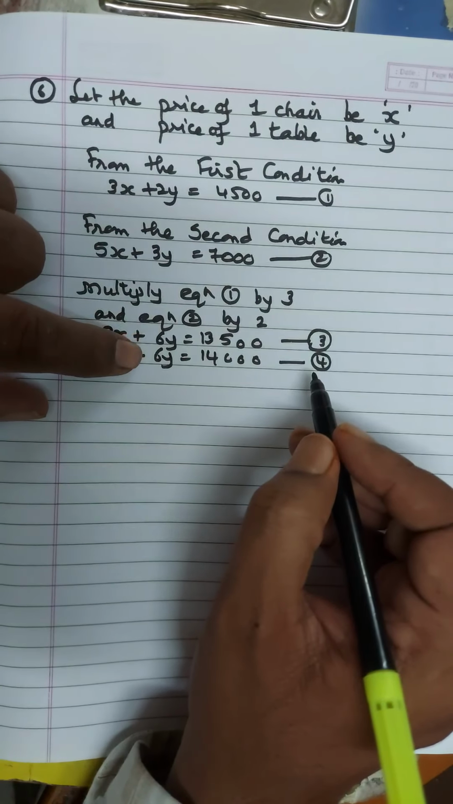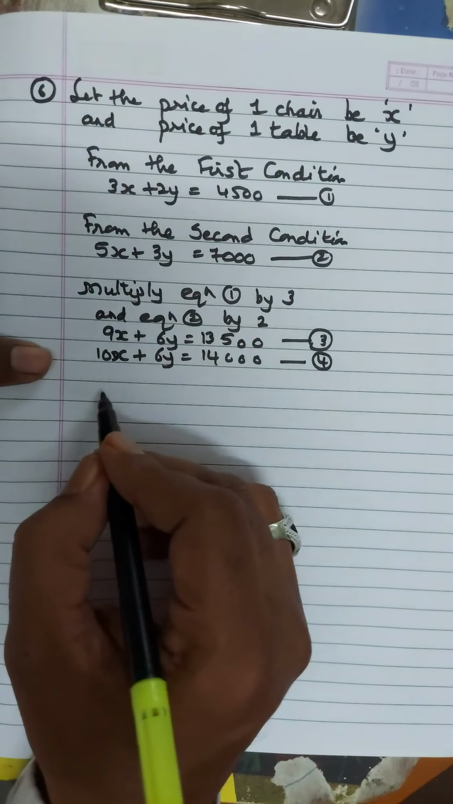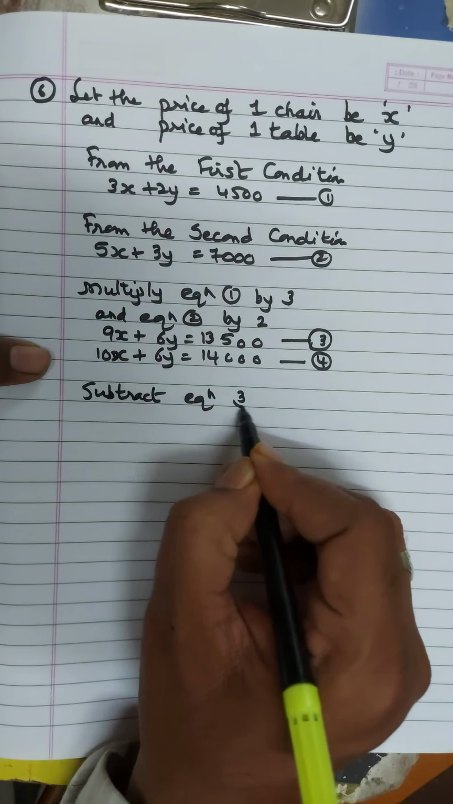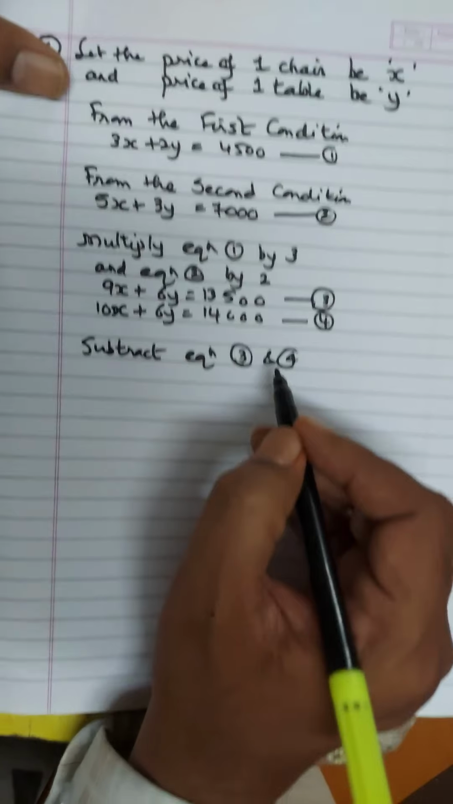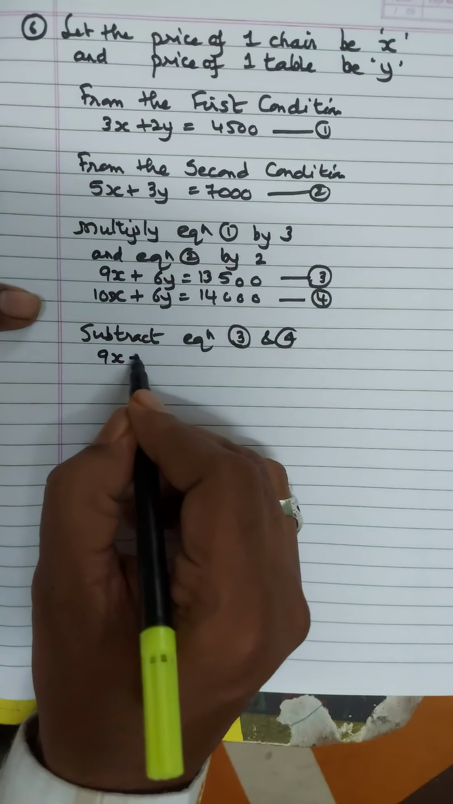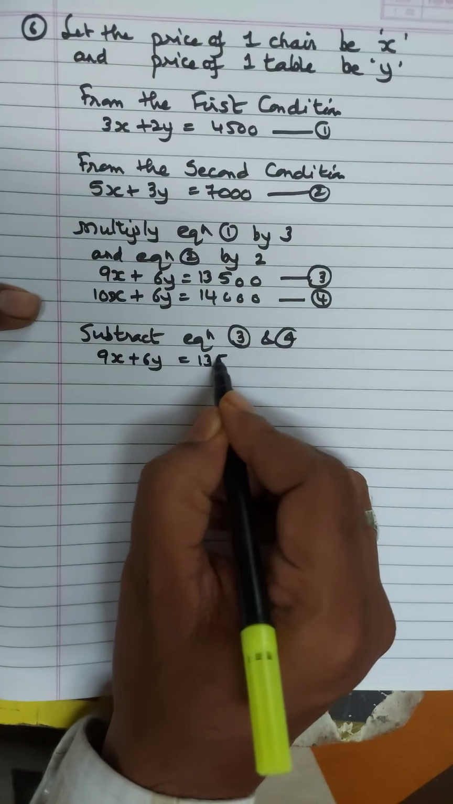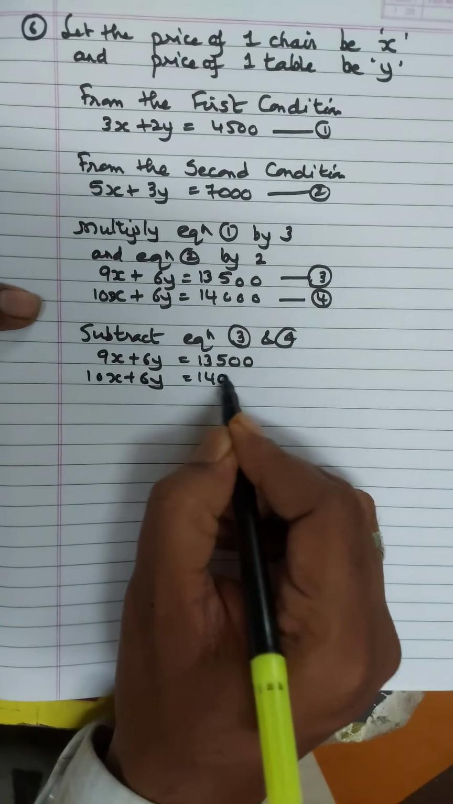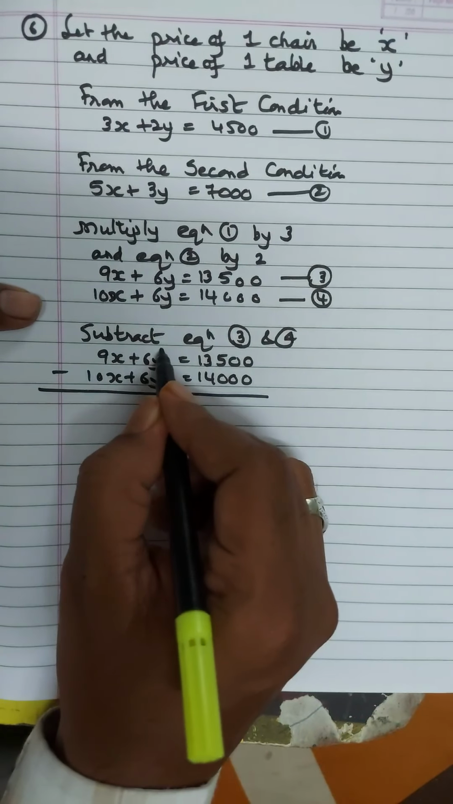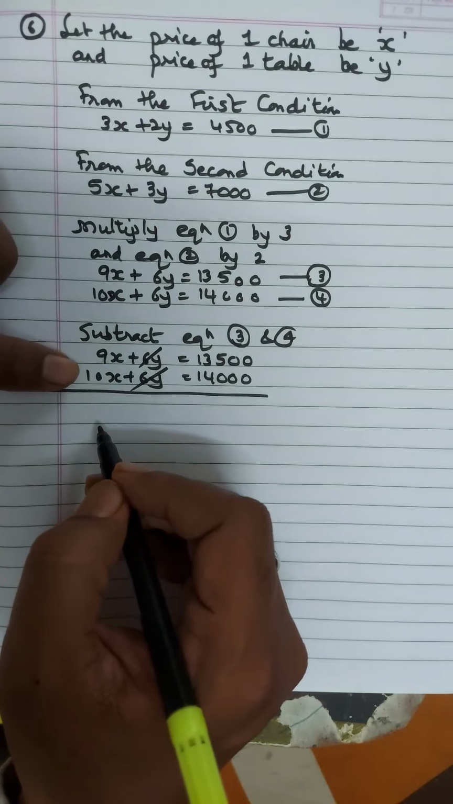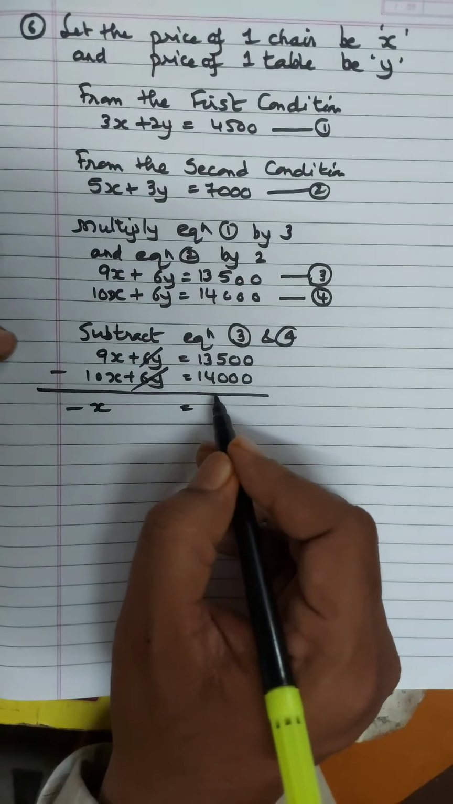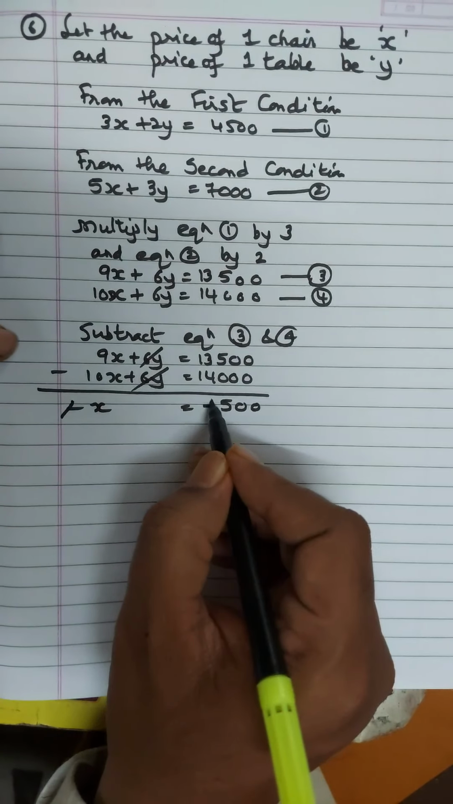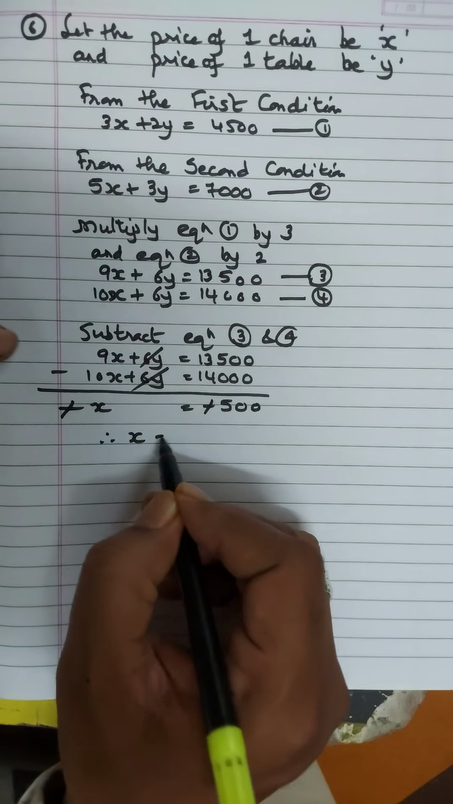See here we got 6y and 6y, and the same sign is there, so we need to subtract equation 3 and 4. So 9x plus 6y is equal to 13,500, and 10x plus 6y is equal to 14,000. We subtract, so plus 6y gets cancelled. 9 minus 10 is minus x, and 13,500 minus 14,000 we got minus 500. So minus on both sides gets cancelled. Therefore the value of x is 500.